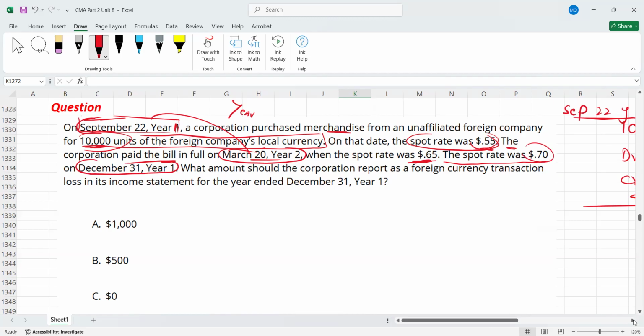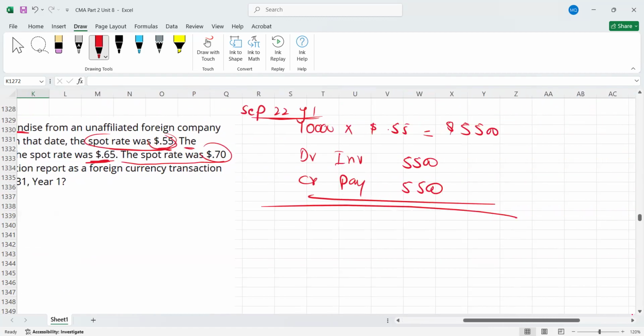Okay, so I'm just writing here. Let's have a look. What is the rate at 31st December year 1? The spot rate on that day is $0.70. This is the rate. Now what we will do? Again, we will convert this currency. We will take this 10,000, which is the foreign currency, multiply by $0.70. So it will give you $7,000, right?